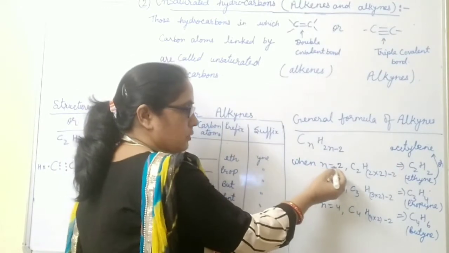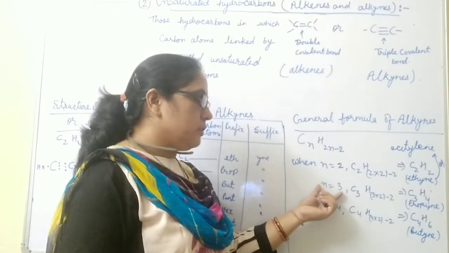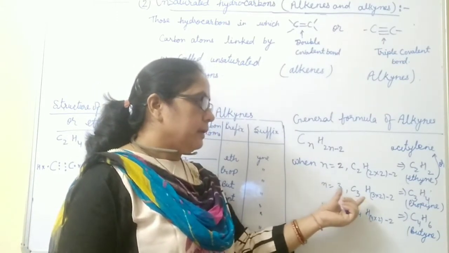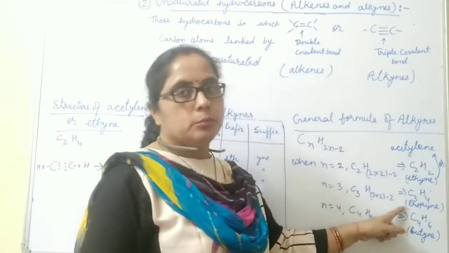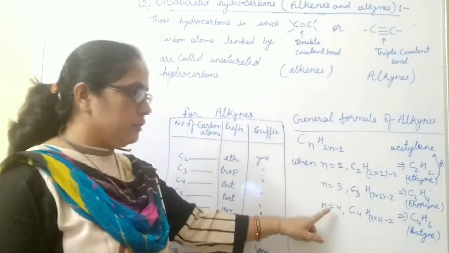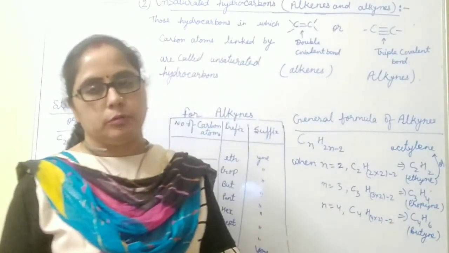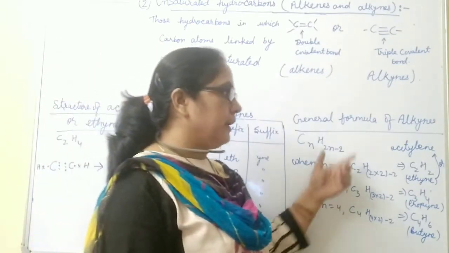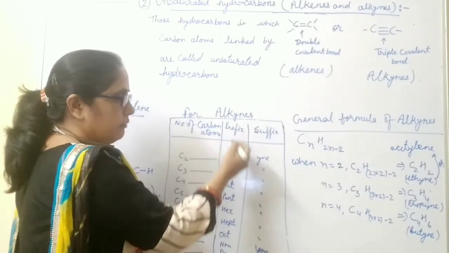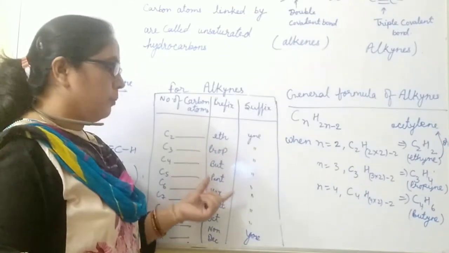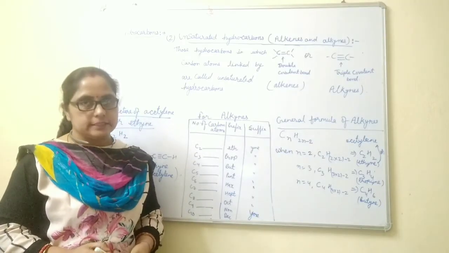When we put n equals 2, we have the formula C2H2. For n equals 3, meaning 3 carbon atoms, we get the formula C3H4. Its name is propyne. And if n equals 4, we have the formula C4H6. Its name is butyne. It means in the case of alkyne, we always use the suffix yne, and we use the prefixes eth, prop, but, pent, hex. Now the structure of ethyne or acetylene.